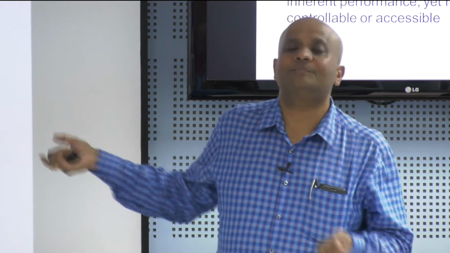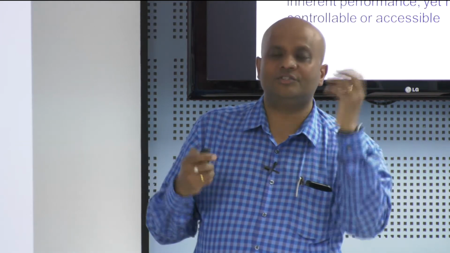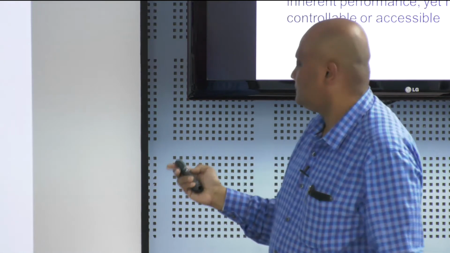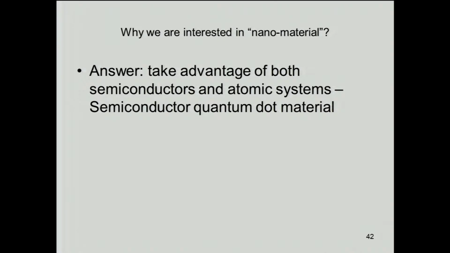When we make materials smaller in size, these are properties which inherently come in by making the material smaller. So, it is not only the size; nanomaterials have certain properties that make this a special branch. So, you have to know what happens when things become that small. So, we take the advantage of both semiconductor.